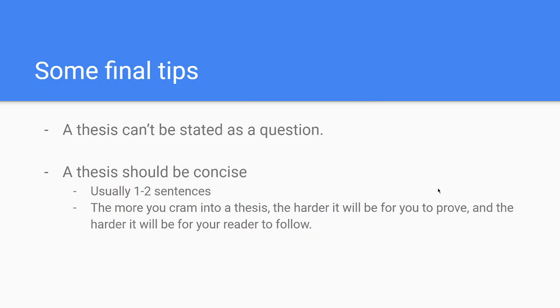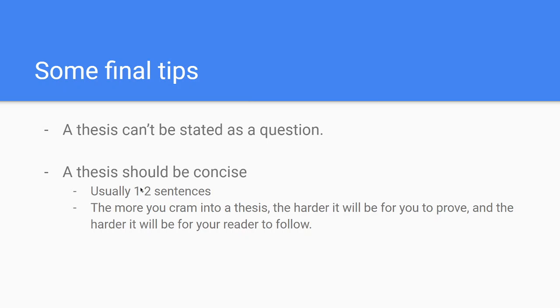all of those things. So if you list like 10 different things in your thesis, then you are obligated to talk about those 10 things in your paper, which is often hard to do and can result in your writing being pretty shallow. So you want to make sure that your thesis is specific, but that you're not saying too much. I recommend that you aim for one sentence.